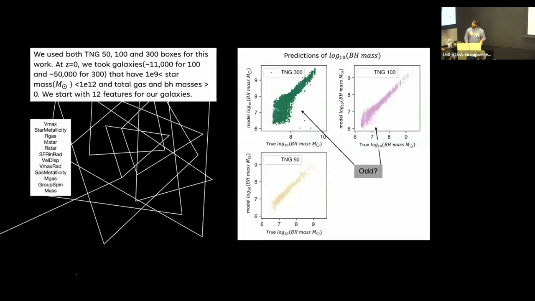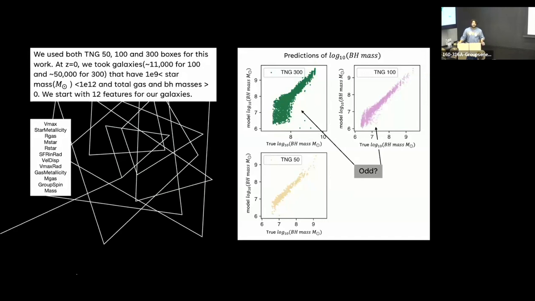Okay, so like I said, we worked in the TNG 50, 100, and 300 boxes, just looking at Redshift 0. We started with 12 features, and as you can see, we used a random forest machine learning model. We also used support vectors and a neural network, but they basically look the exact same, so I was just going to show the random forest today.